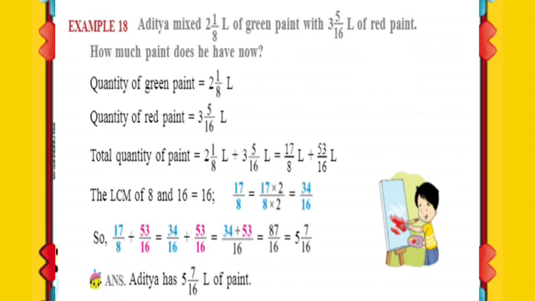So when you add 34 by 16 plus 53 by 16, you get 87 by 16, and when you convert it into a mixed fraction, you get the answer as 5 7 by 16. So Aditya has 5 7 by 16 liters of paint.